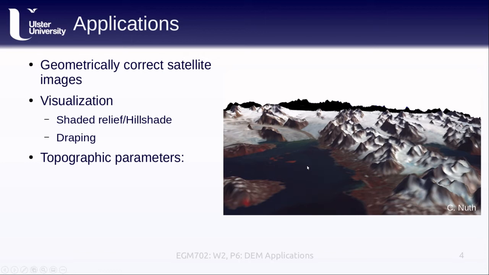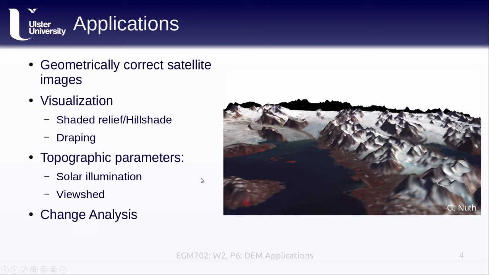We can also use DEMs to calculate the different topographic parameters that we discussed earlier in the week, as well as things like the solar illumination. That's heavily dependent on things like the aspect and whether an area is shaded or not, as well as things like the viewshed. So we can go through and for each area in our DEM scene, we can figure out what you can see from that point, or conversely, what can be seen from that point. And finally, we can use them for change analysis.